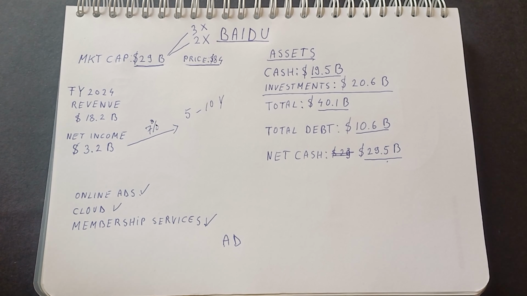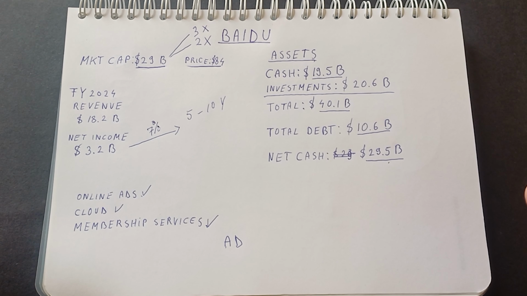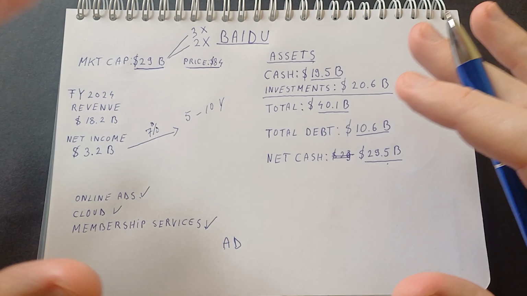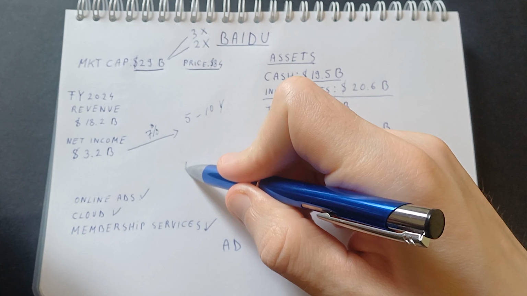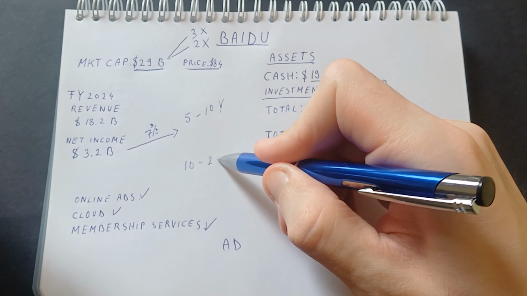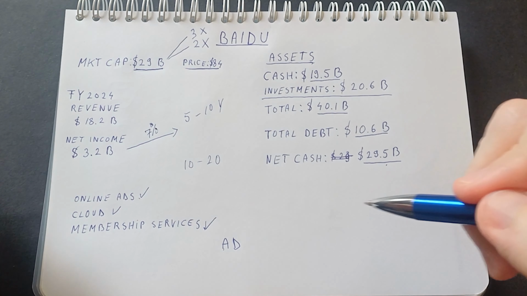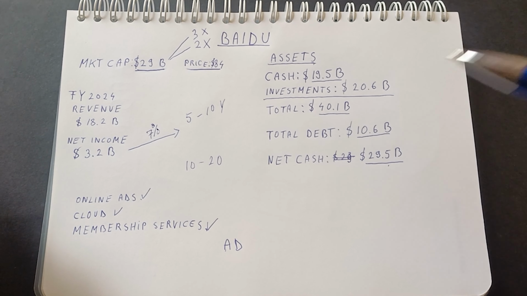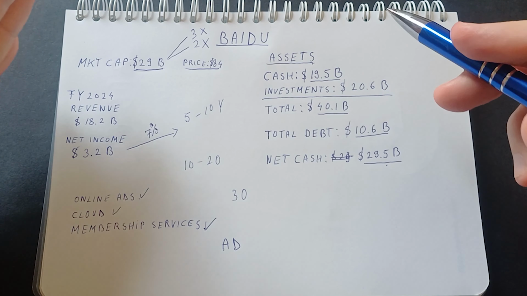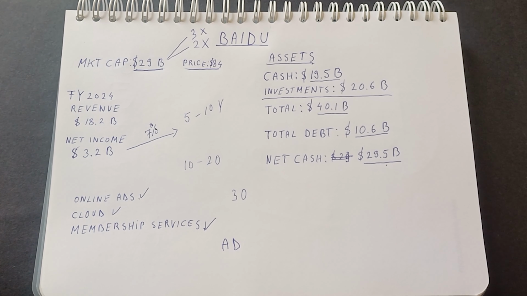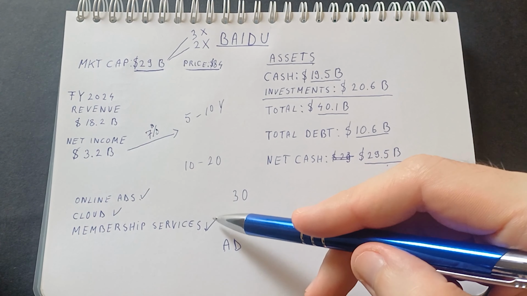Now, the bad thing about this company, the only bad thing, is that they are from China. And as there is this trade war between the US and China, you have a multiple of about 10 to 20 on this business. If Baidu were a US company, the multiple would be even higher. I mean, it could have been even higher than 30. You can compare Baidu with Google because they have about the same business model. They make money from online ads and membership services.